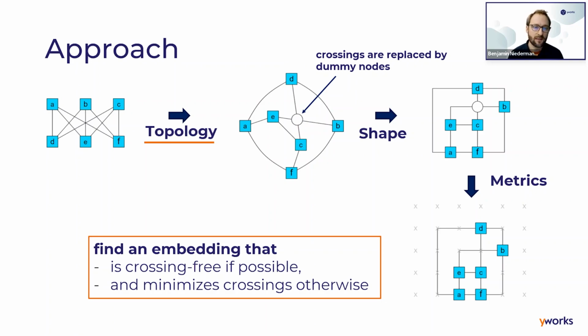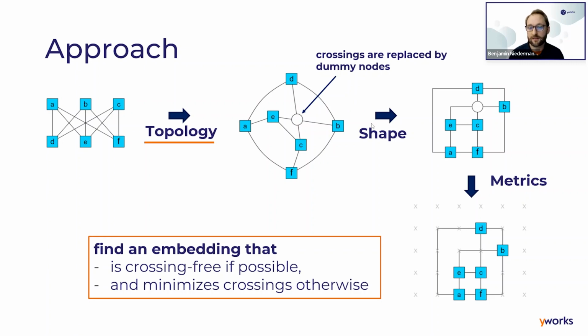These crossings are then replaced by dummy nodes. So basically then we get a graph that has no crossings anymore. And important also to know is that if you input a graph that can be drawn without any crossings, then this algorithm actually leads to a graph drawing that also has no crossings. Only if it's not possible to draw your graph without crossings, then we minimize the number of crossings.